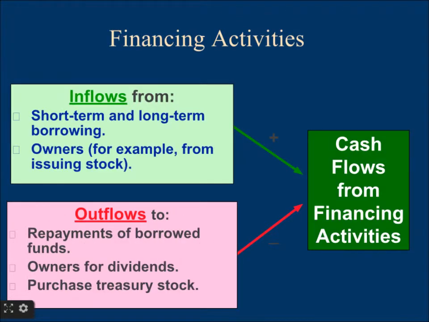What are financing activities? Inflows for financing activities involve short-term or long-term borrowing, and from owners, for example, from issuing of stock. And in case of outflows, the activities involved could be repayment of borrowed funds, payments to owners for dividends, and purchase of treasury stock. Inflows are added and outflows are deducted, and we get the net cash value from the financing activities. So guys, these are examples of financing activities inflows and financing activities outflows.